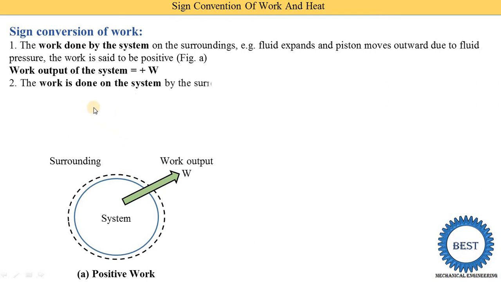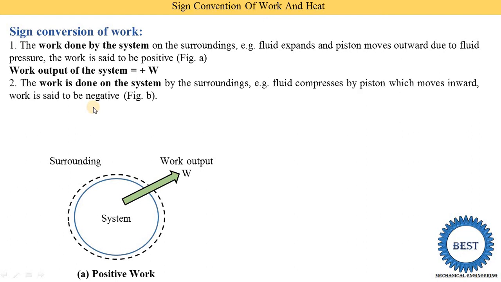Now second is work done on the system by the surroundings, meaning when we supply some work to the system from the surroundings, it is called work done on the system. An example is the fluid compressor. Generally in a compressor we supply mechanical energy, and due to this mechanical energy the piston moves inwards and the work is said to be negative. Inside the cylinder there is air, and when the piston moves in the upper direction, at that time the air is compressed. So we supply some mechanical work to this compressor.